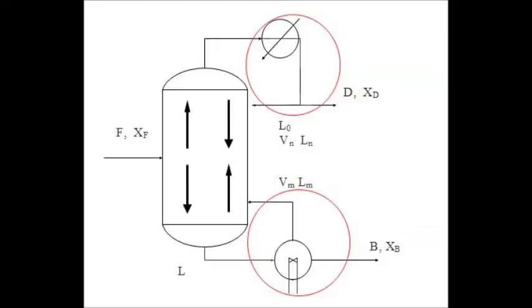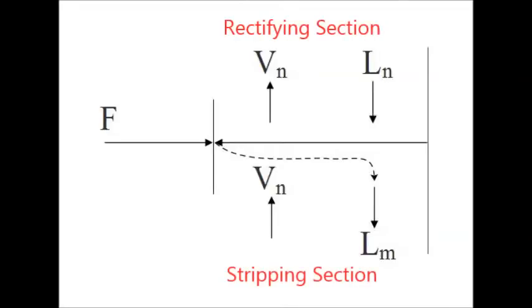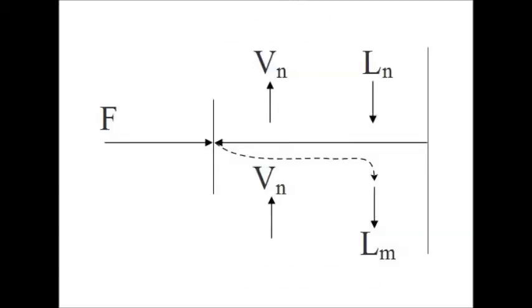So this is how the rectifying and stripping sections of a distillation column look like. Now, this is a simplified look inside a distillation column at its feeding section. As you can see, the top part with Vn and Ln is the rectifying section and the Vm and Lm are the stripping part. Through some calculation, we were able to determine the amounts of Vn, Ln, Vm and Lm.